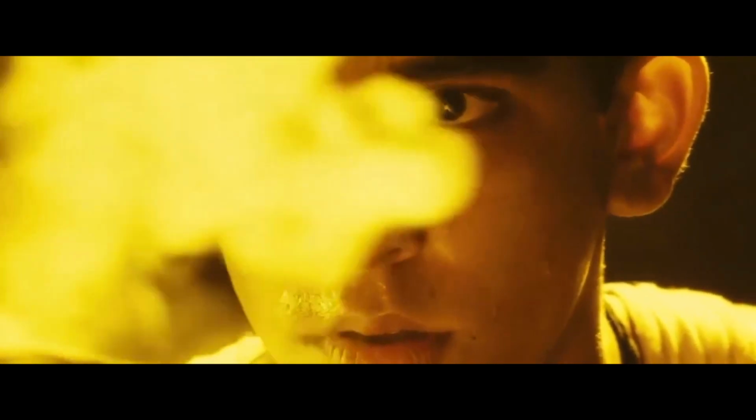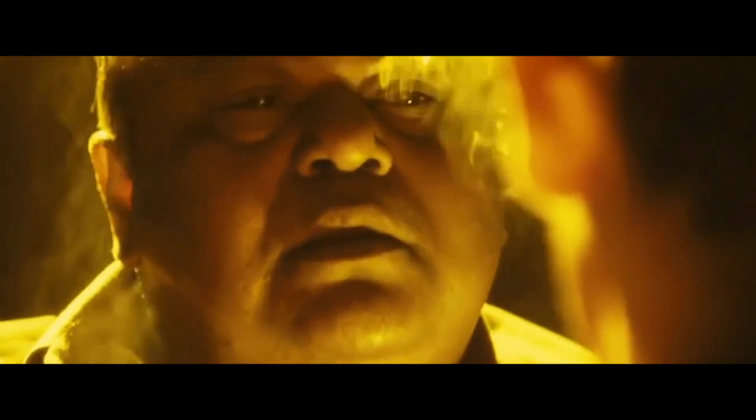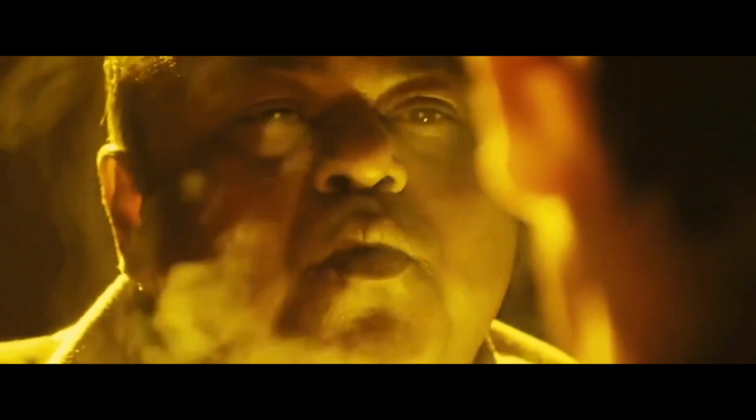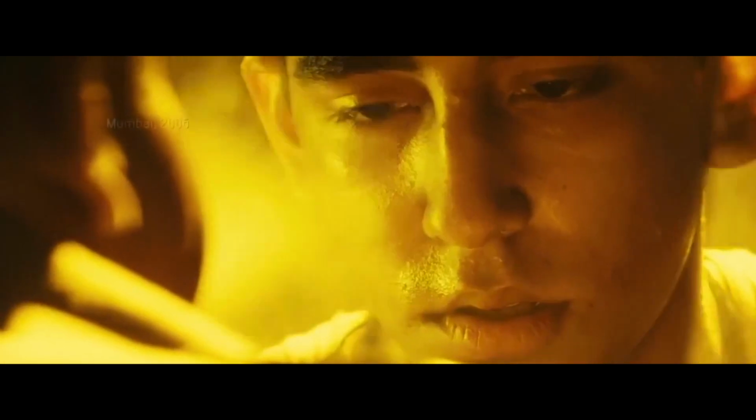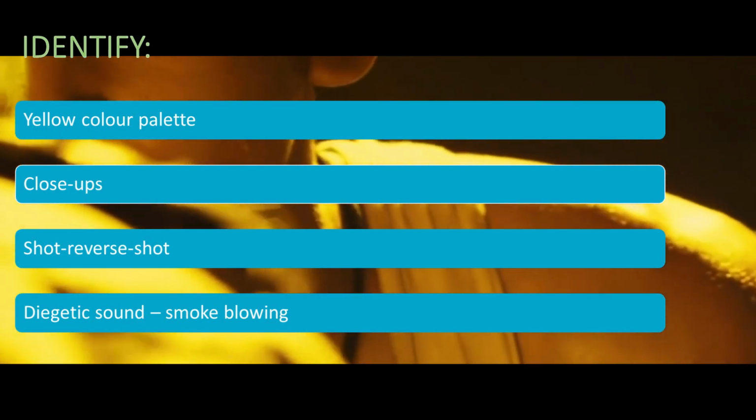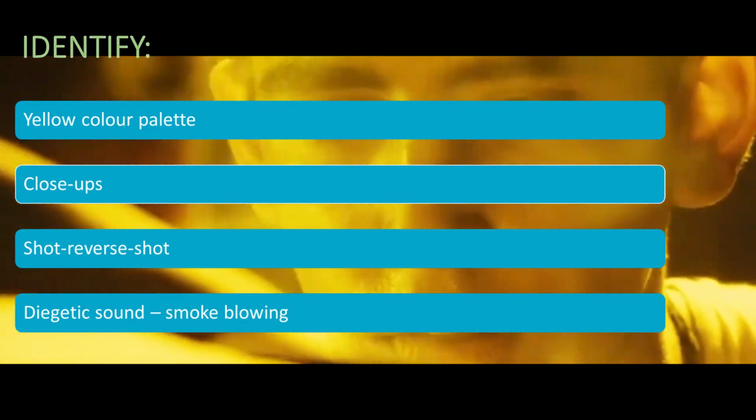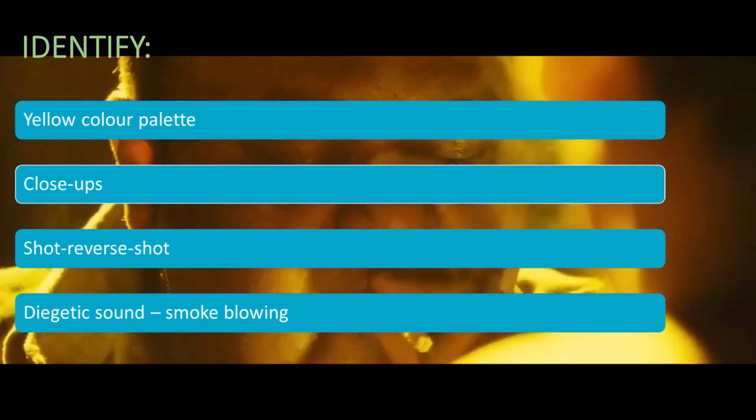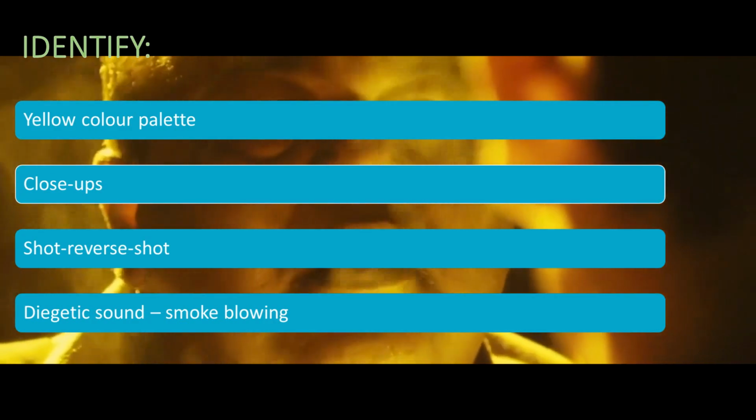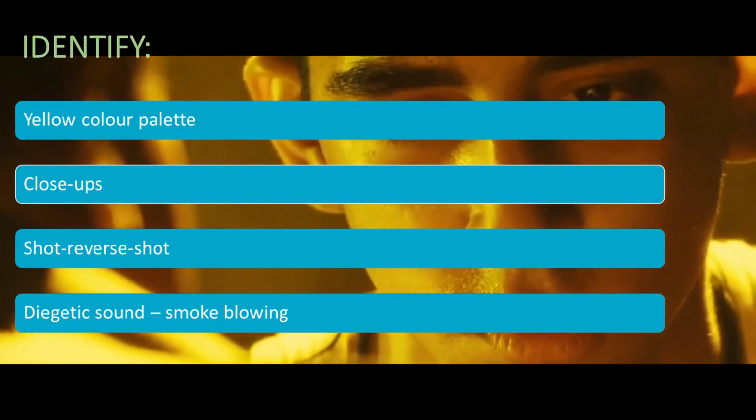Let's watch it again, but this time we'll stop at a couple of points. The most striking thing that stands out to me is how yellow this scene is. I also noticed that so far we've mostly had close-ups to show us what's happening. The editing technique shot reverse shot is being used to transition between these close-ups, and I can hear the sound of one of the characters blowing smoke. Let's watch a bit more.